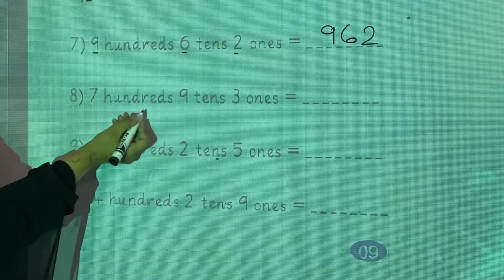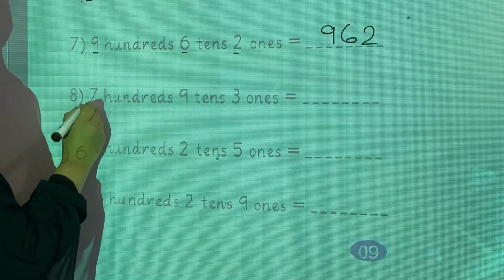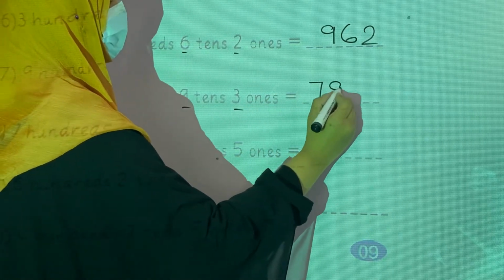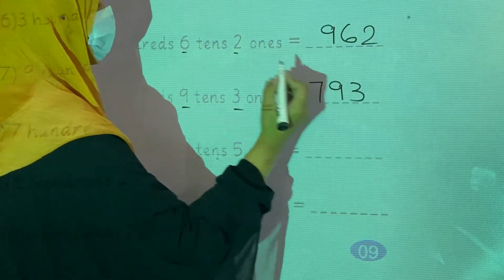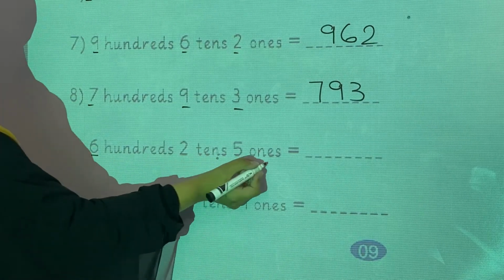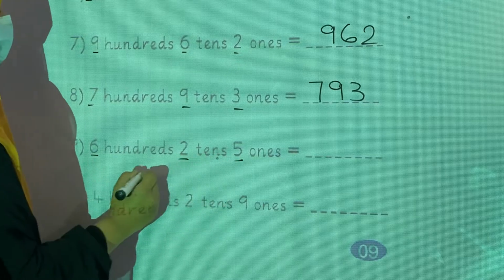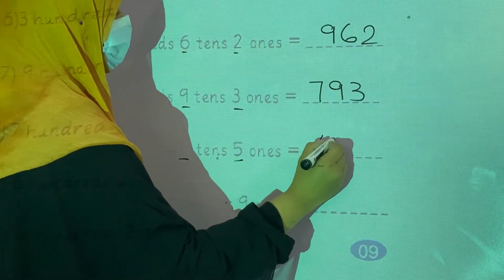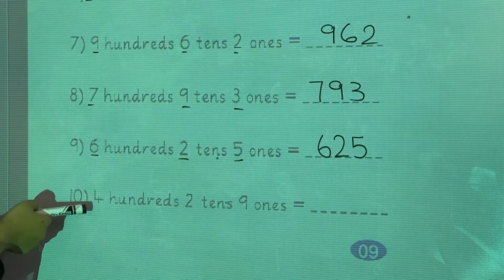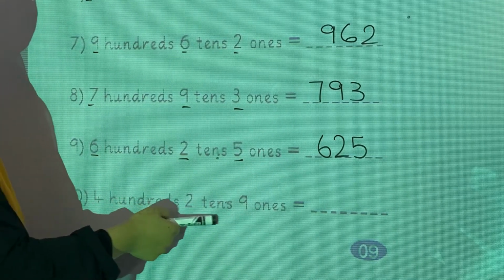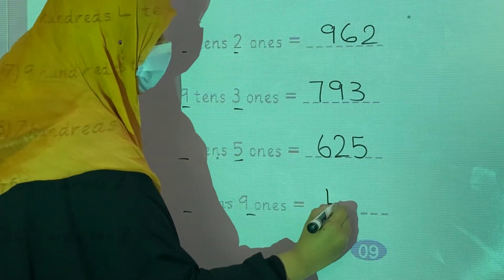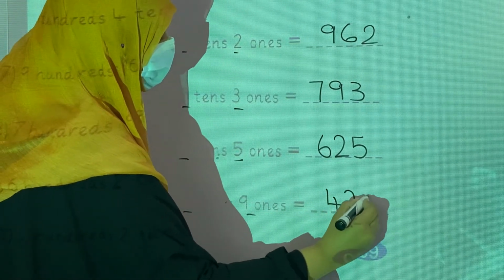Next question, 700, 9 tens and 3 ones. 7, 9, 3. 700, 9 tens and 3 ones. 600, 2 tens and 5 ones. 6, 2, 5. 600, 2 tens and 5 ones. Last question, 400, 2 tens and 9 ones. 4, 2, 9. 400, 2 tens and 9 ones.